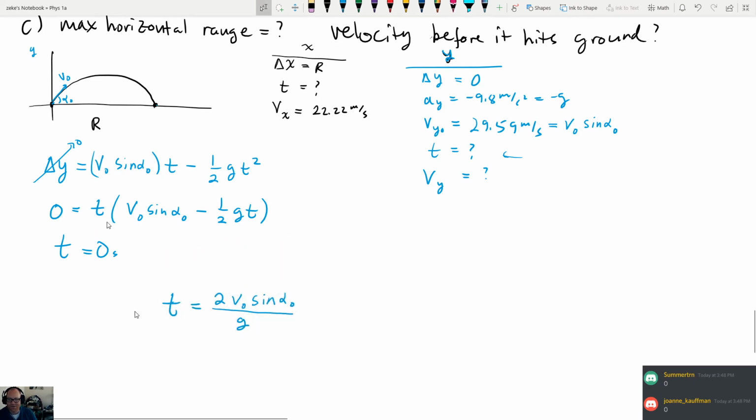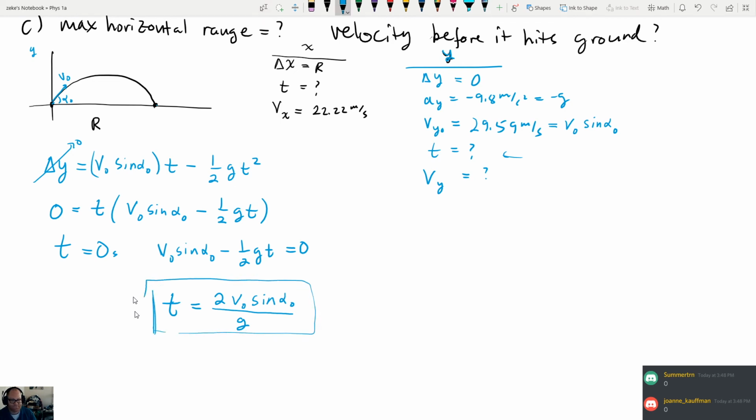So when you have something that's t times something else that's equal to 0, you have two possibilities. Either t is 0 or the other thing is 0, which means that we can set this other piece of the equation to 0. V naught sine alpha naught minus 1/2 gt. You can set that equal to 0. And if you do that, add the 1/2 gt over here, and then isolate time, you should get this. I think. Everyone agree with that?